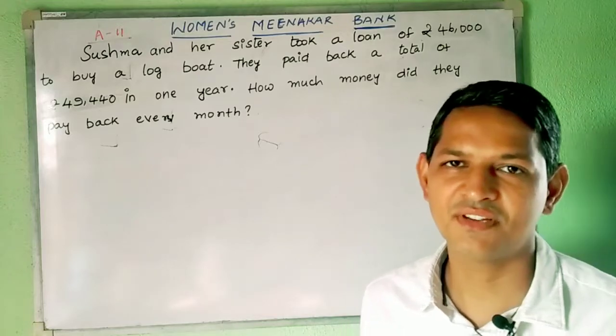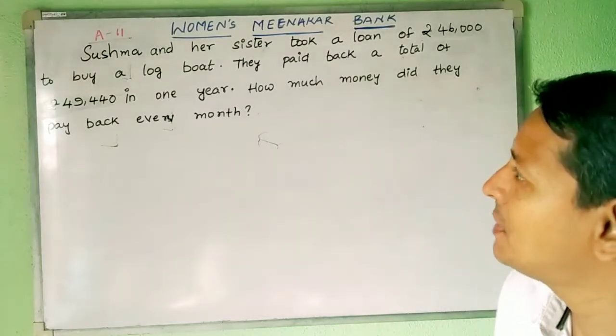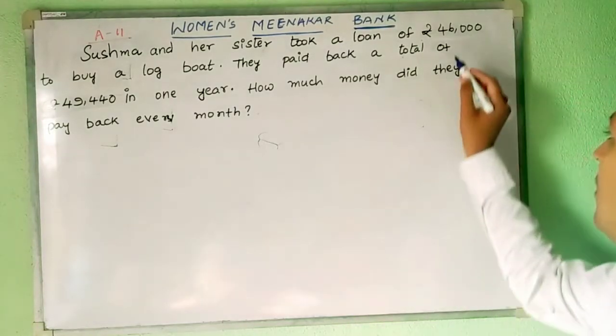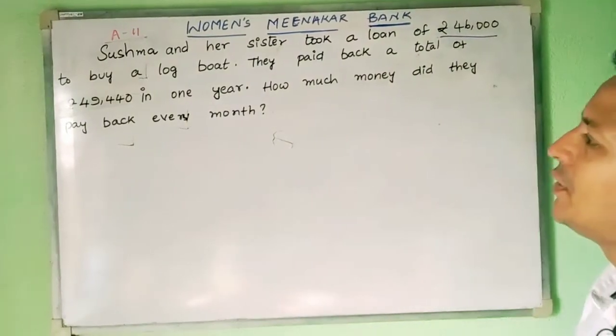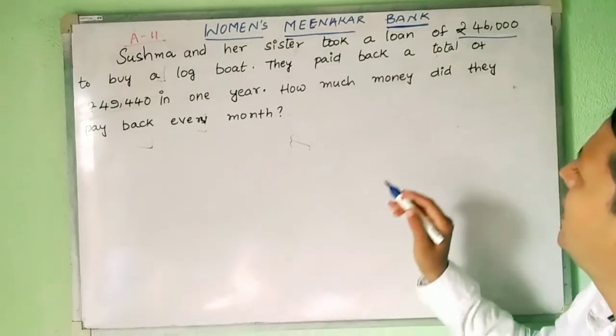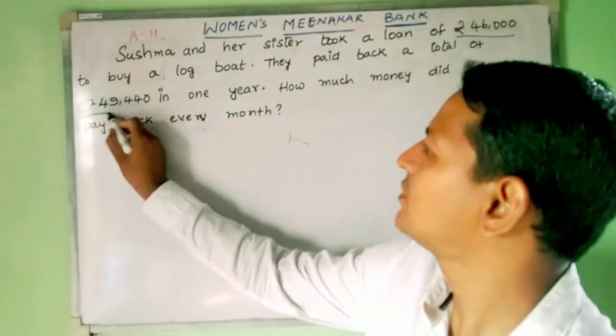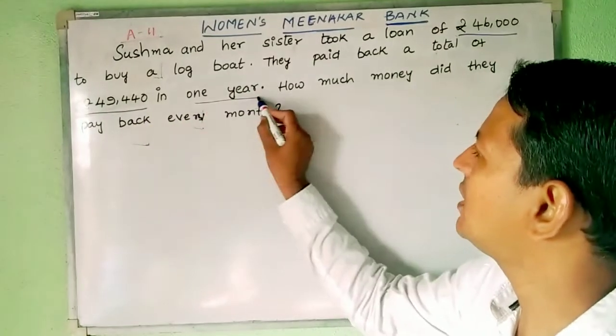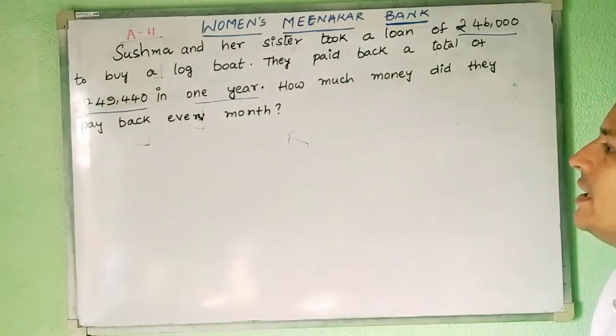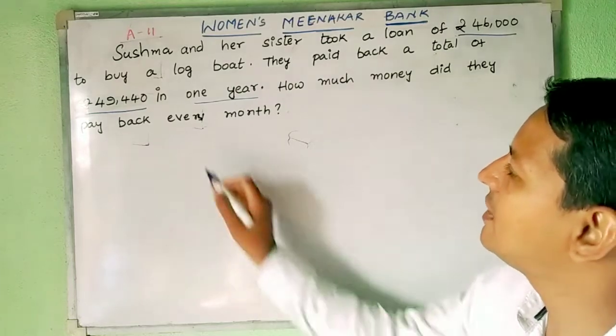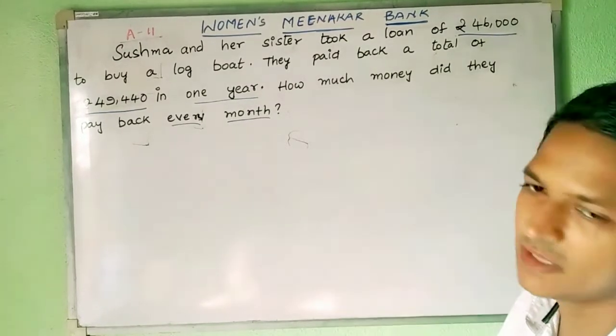Let us find the solution for assignment 11. Sushma and her sister took a loan of rupees 46,000 to buy a longboat. They paid a total of rupees 49,440 in 1 year. How much money did they pay back every month?